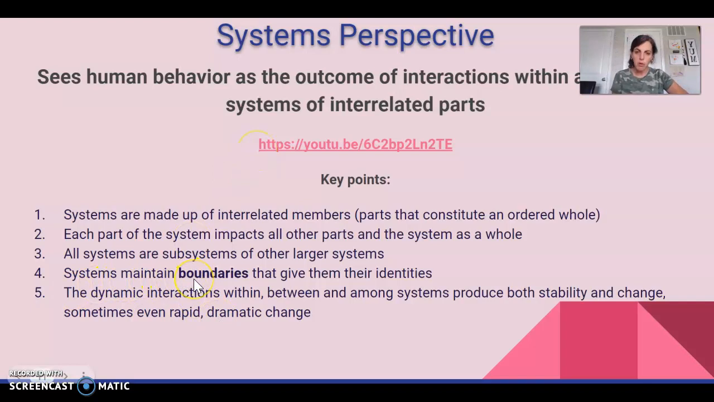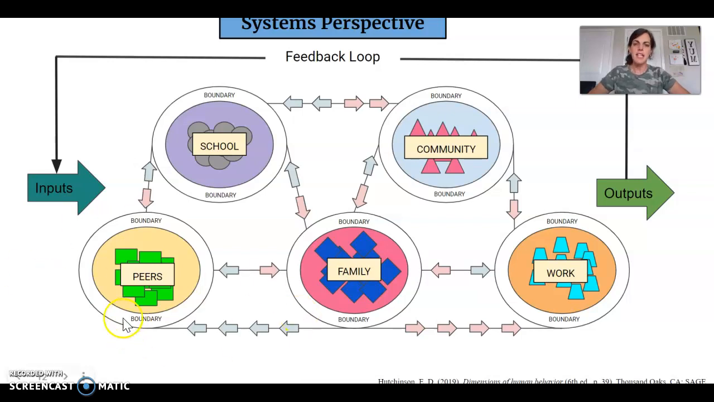Systems maintain boundaries, which give them identities. This is a super, super important concept in the systems perspective: each piece of the system has a boundary, which gives it its identity and its organization. We'll talk about formal organizations and social structures. Social structures create those boundaries.